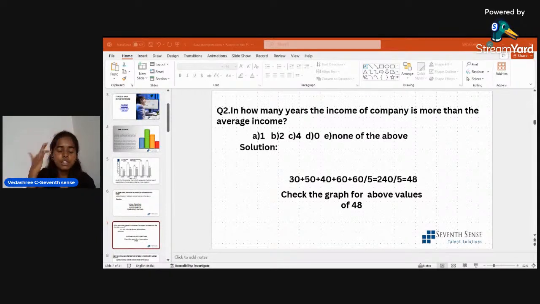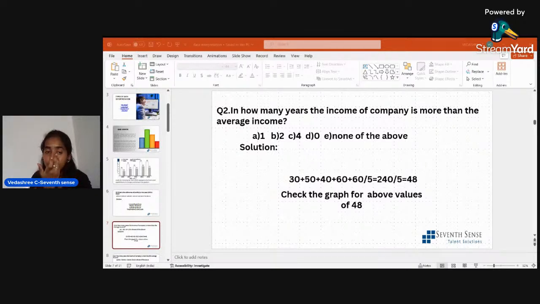So what is the formula to calculate the average? The sum of values divided by the total number of values, right? So the values are 30, 50, 40, 60 and 60. We sum these values and divide by the total number of values. How many values are there here? 30, 50, 40, 60 and 60 are 5 values. So we sum up all the values and divide by the total number of values, and we'll get the average. This is simple.